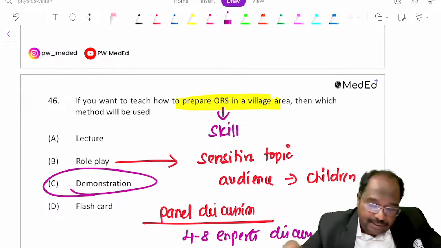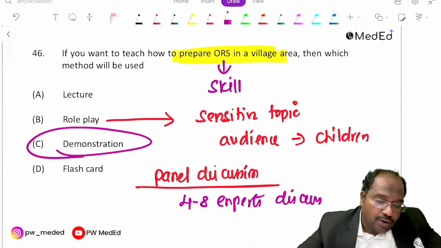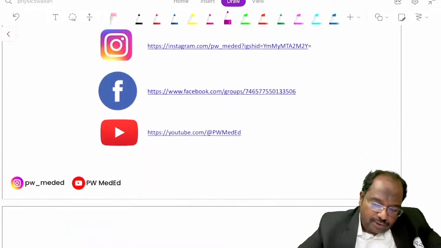So these are some of the topics which we have as a part of recent questions from your exams. We have gone through these questions, guys.